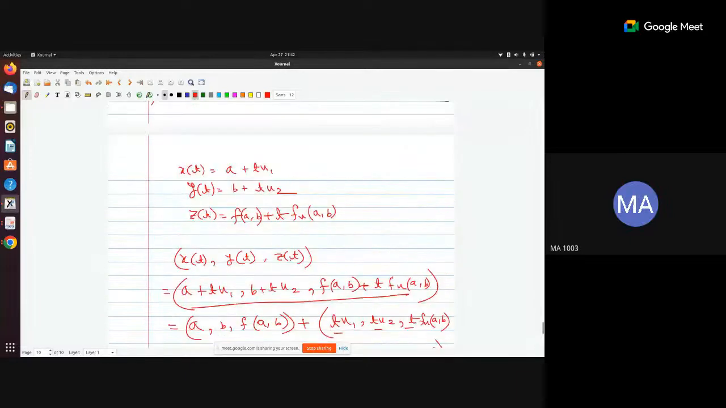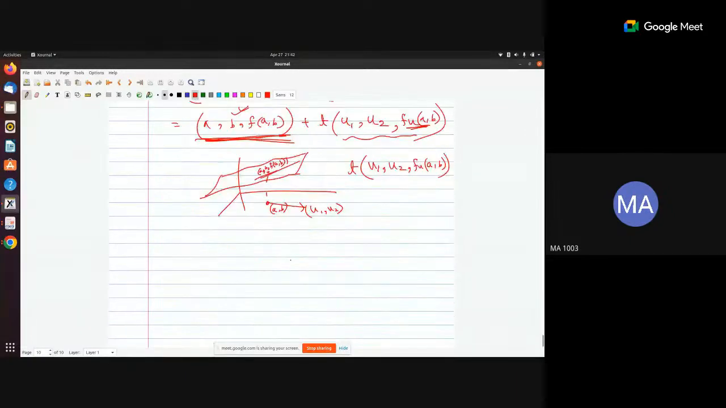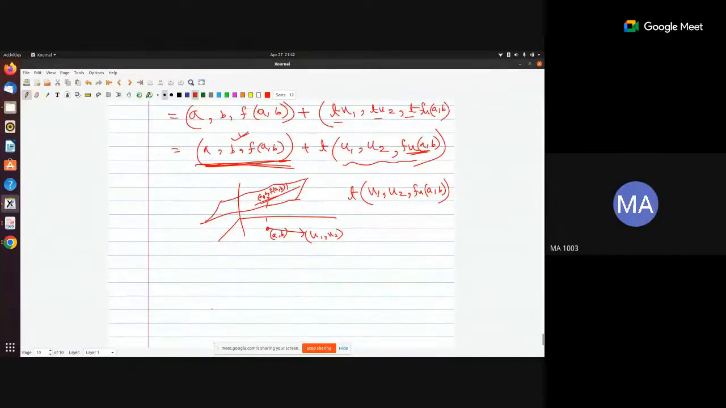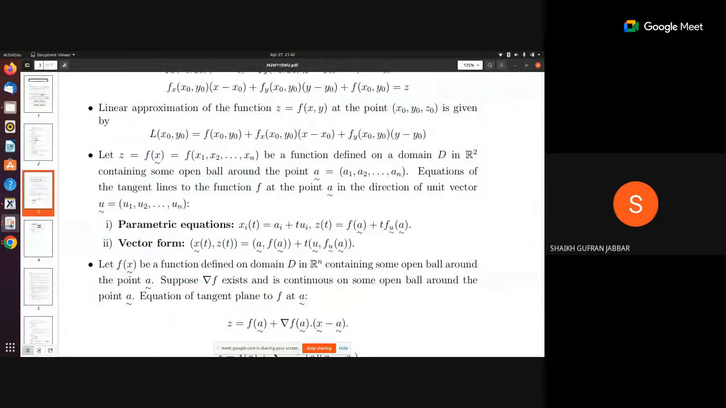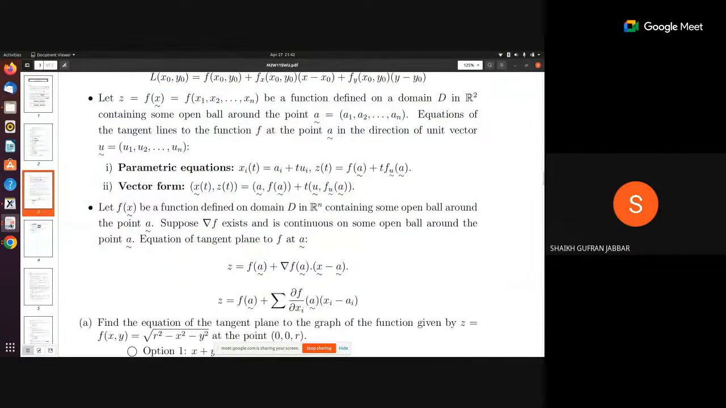Is it clear? Yes, sir. So this is what the tangent line is. Now, if I want to see the tangent plane... how to identify, given two lines, whether they are parallel? The direction of both lines will be the same. The direction vector.